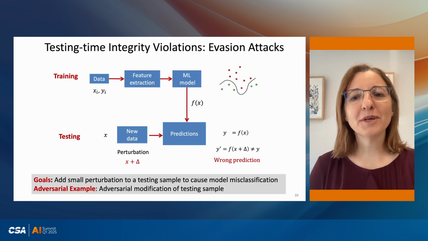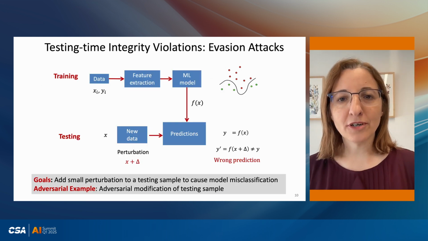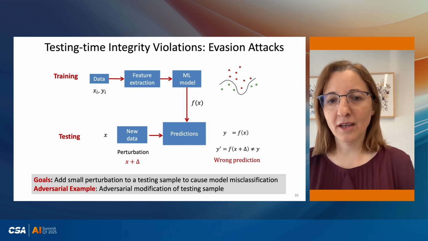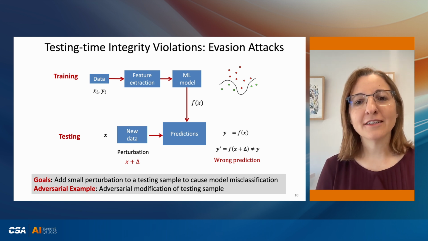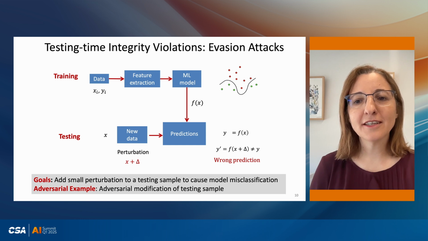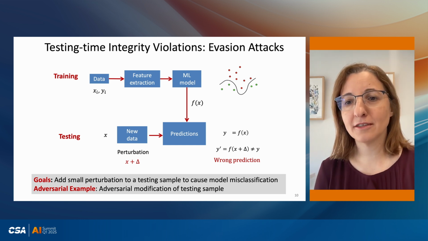And I would like to mention some of the most important classes of attacks and also give some real-world examples. First for predictive AI. So the first attack I would like to talk about is evasion attacks. These are integrity violations at testing time.